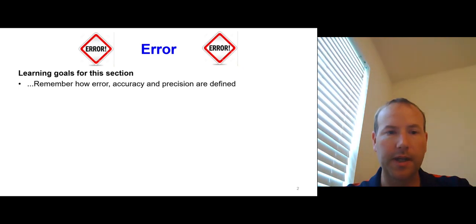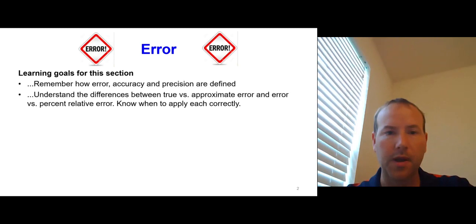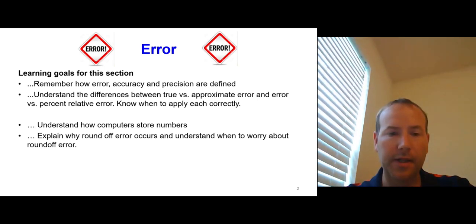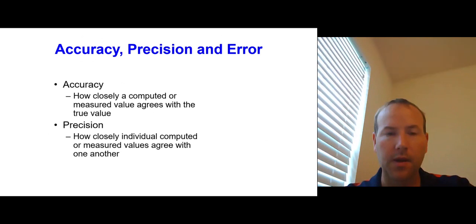So the learning goals for this section are to understand some of the basic vocabulary about error, accuracy, and precision, to understand differences between the types of errors that we'll encounter, such as true error and approximate error, and to understand how computers store numbers. And that has a very significant reasoning for how errors occur when we do computations. And so we need to understand when we need to worry about the errors that might arise when we do computations. So you may have heard these terms before, accuracy and precision.